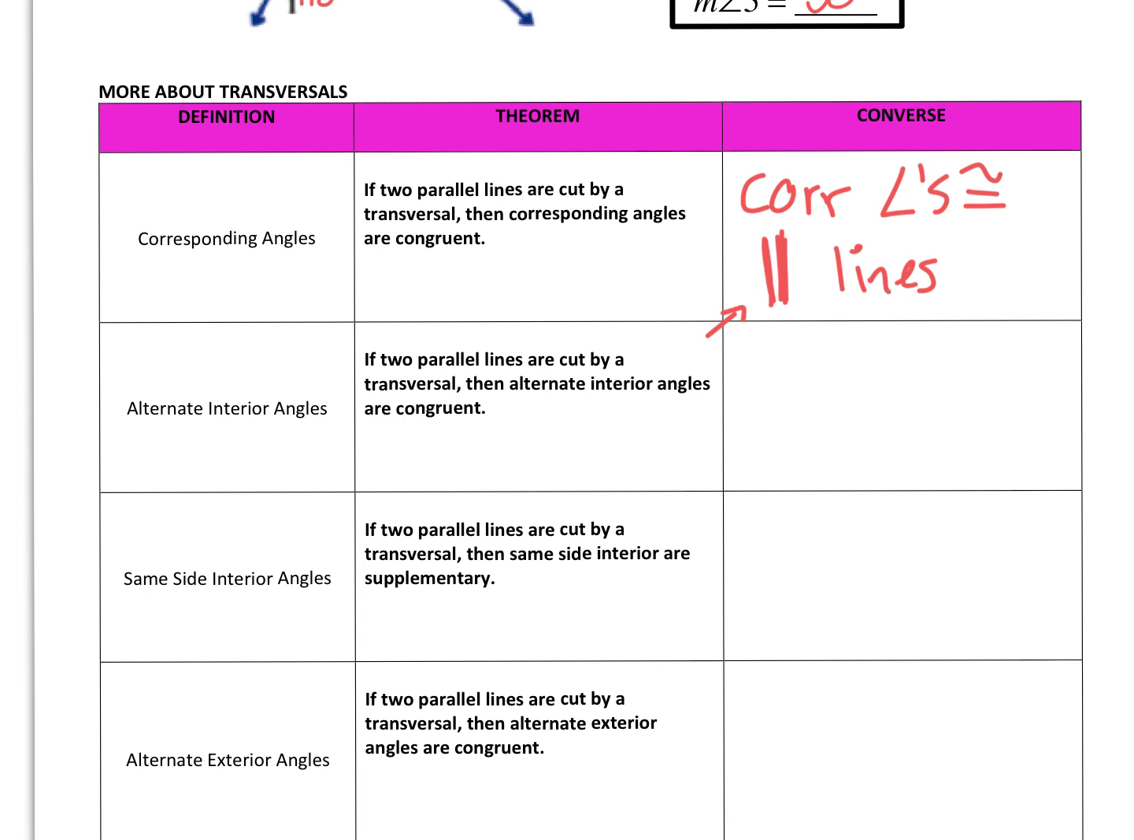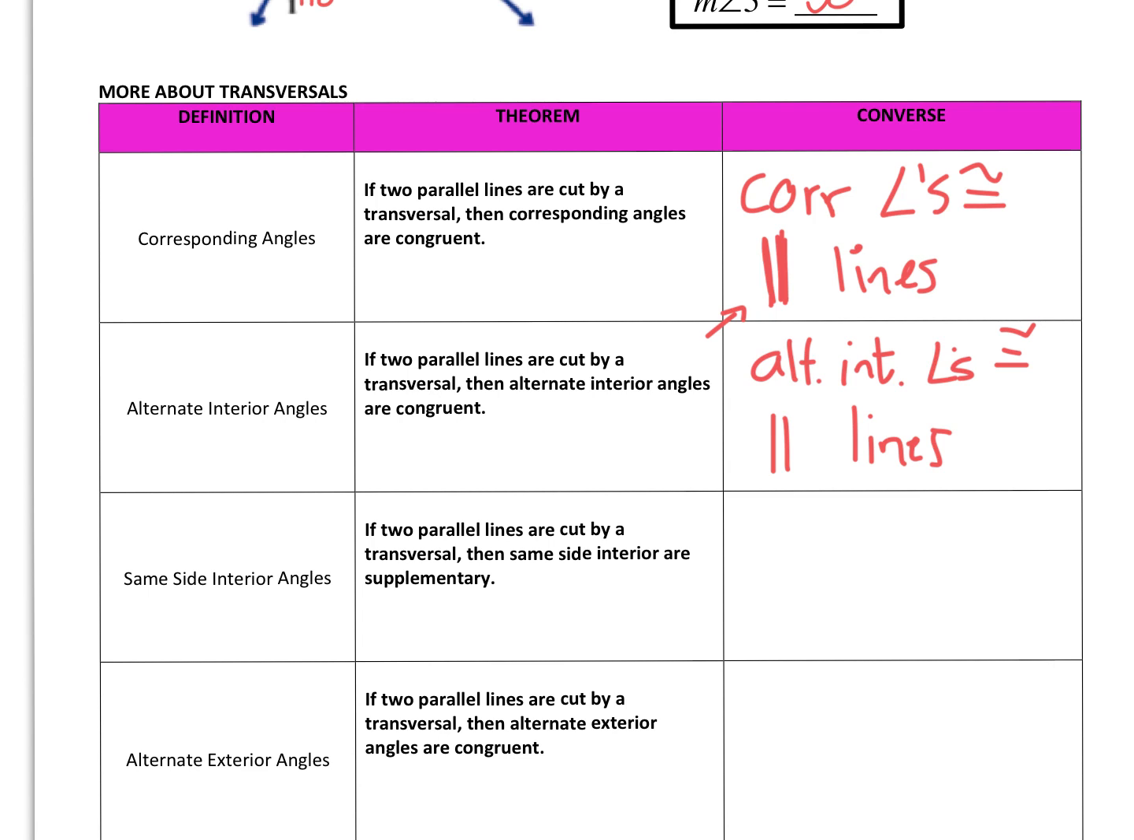So the next one, if we have alternate interior angles are congruent, then we have parallel lines. So now what we're saying is if you don't know if the lines are parallel, all you have to do is find the relationship of the angles. And if the angles come out to be the way we learned them before, then we can assume the lines are, in fact, parallel. All right.